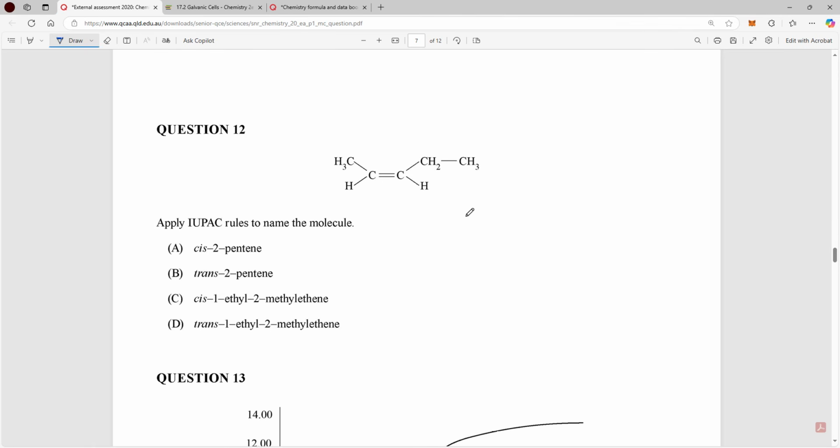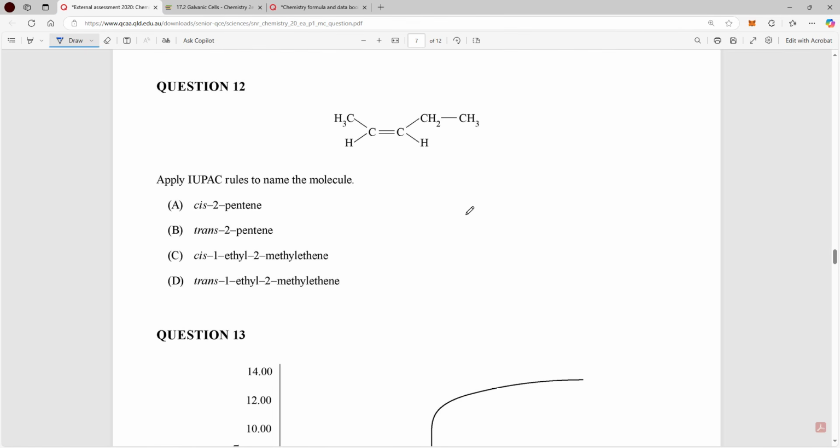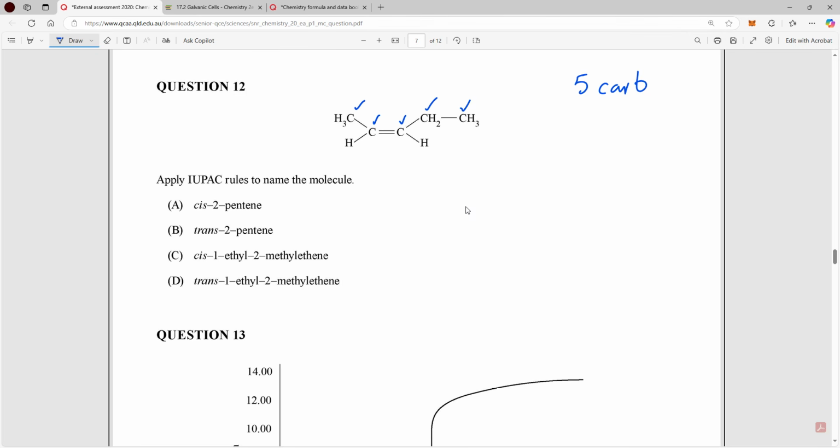Alrighty. So, use IUPAC rules to name the molecule. So straight away, you've got to find the longest carbon chain. So we have 1, 2, 3, 4, 5. So it's 5 carbons. So straight away, you're going to be using the prefix pent. Okay? Now, you would use pentane if there's only single bonds, but because there's a double bond, you're going to use the back bit as ene. So I think it's pentene or something like that. So it's not going to be C or D.